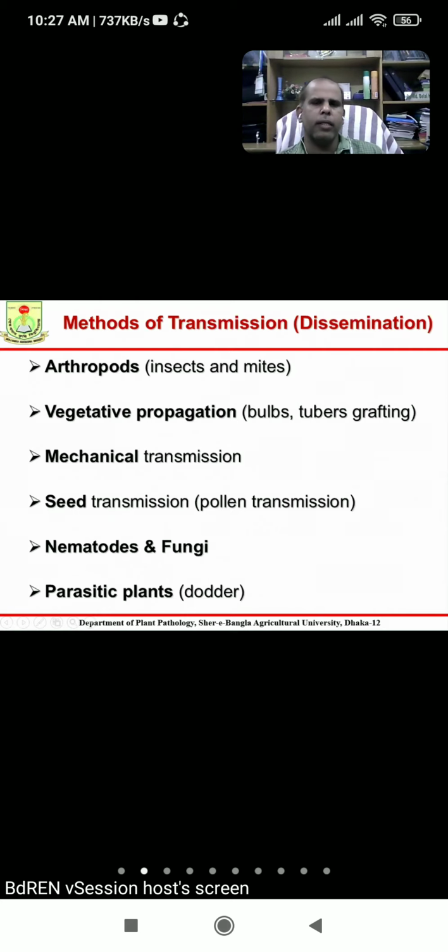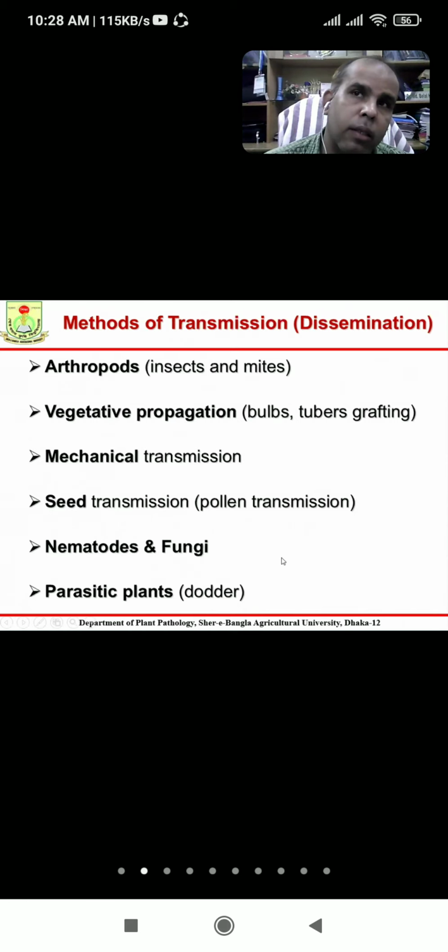Some nematodes and fungi can also transmit plant viruses, because as we already know, a virus cannot survive without a host cell. So some viruses can associate with nematodes or fungi. When the nematode or fungus attacks the plant, the virus can also reach the plant through them. That is why nematodes and fungi are also carriers of plant viruses.